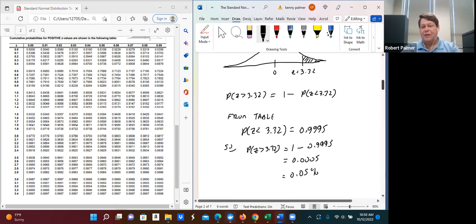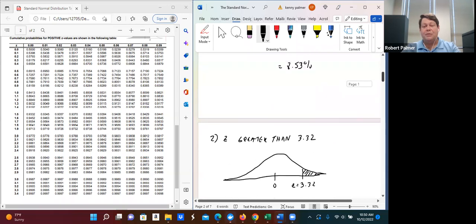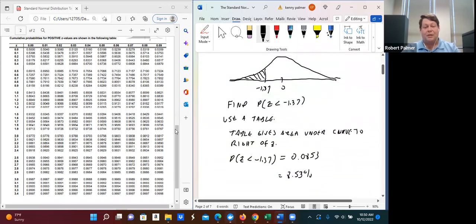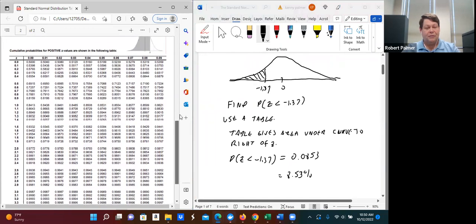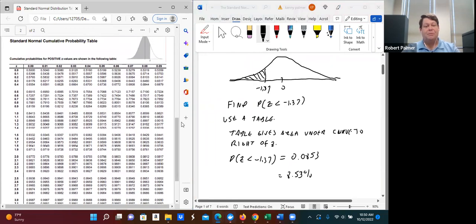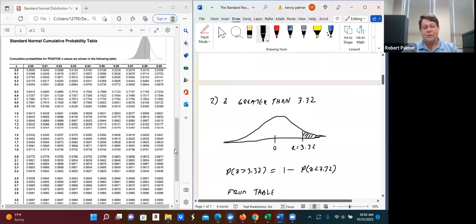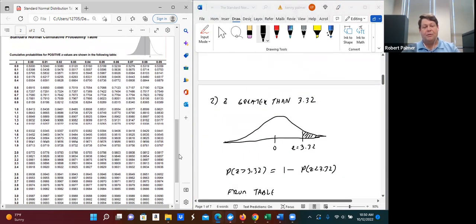Okay, so that's the idea. So from these tables, we can find the probability of either a value to the right, which comes straight from the table, or a value to the left of a z-score, which is basically what we do is just 1 minus the probability from the table, which is to the right. And now let's take a look at our next example.